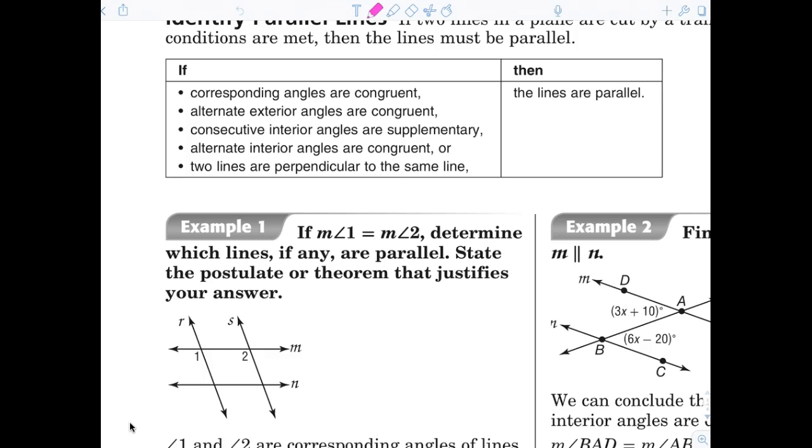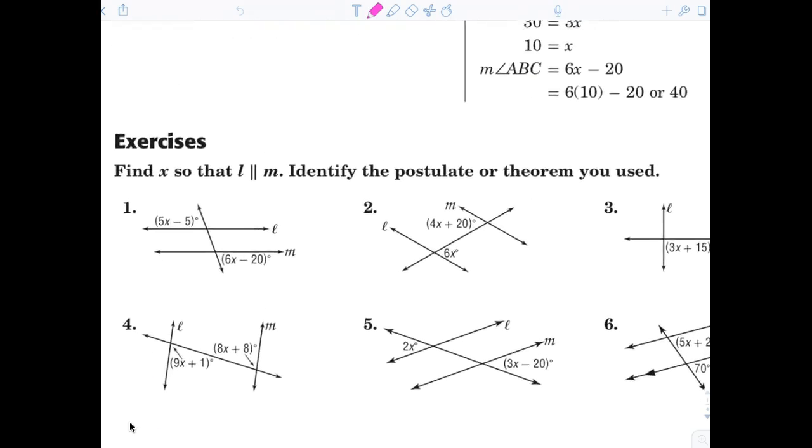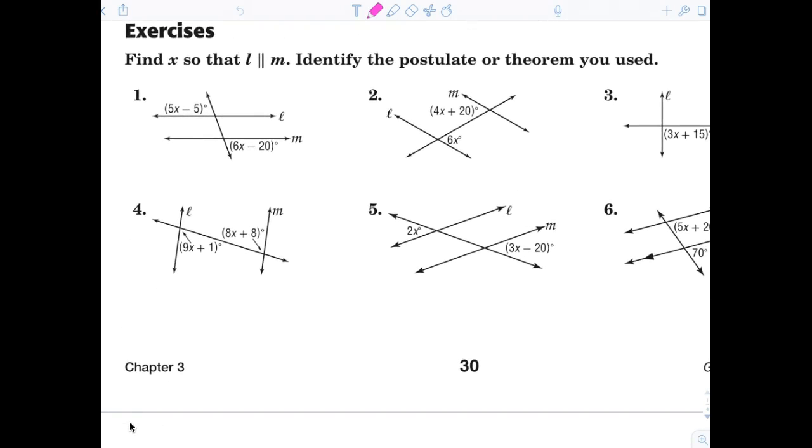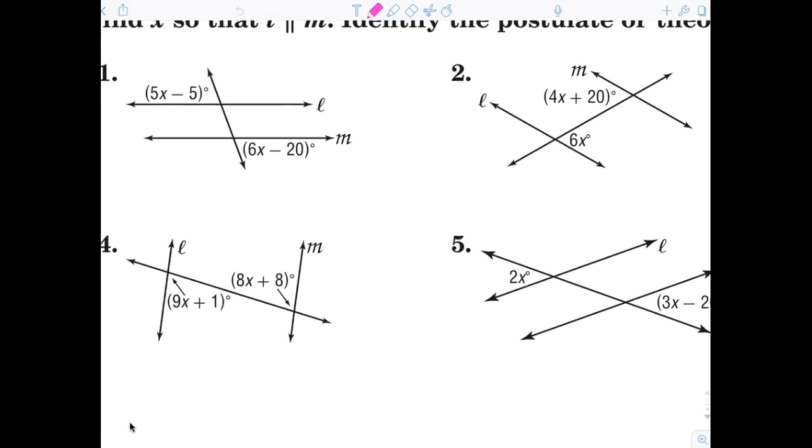Now, I don't really care about the examples, so let's just get right down to it. Question number 1. If line L is parallel to M, then what is true? What has to be true, guys? That has to be true. Exactly. Those are alternate exterior angles. So I don't think that's a challenge, right? So X would be what?